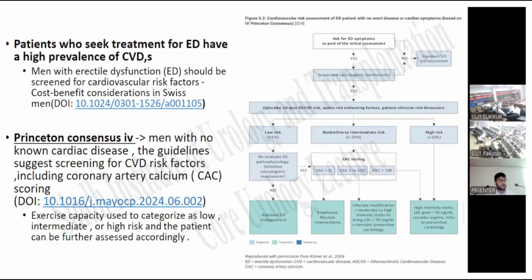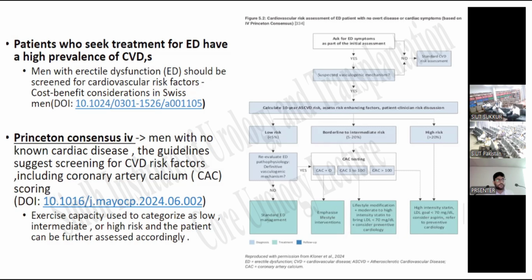To simplify, yes. Nazish is right that if the patient has vasculogenic ED, then we have to do the CAC scoring. Another indication is if the patient comes with age less than 50 years and there is erectile dysfunction and a history of diabetes, hypertension, smoking, then we have to do the CAC scoring, and we have to categorize the patient according to the CAC scoring.